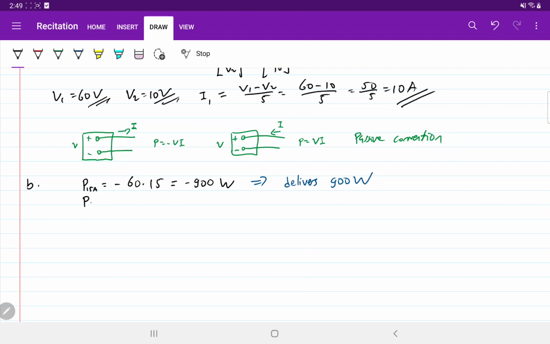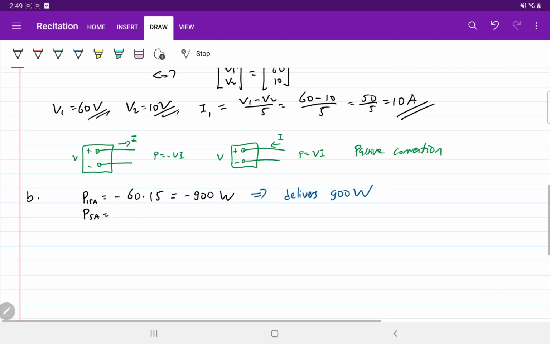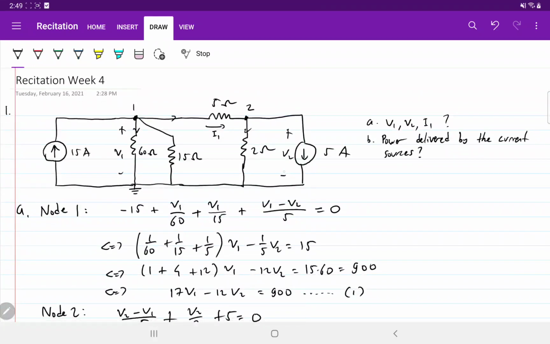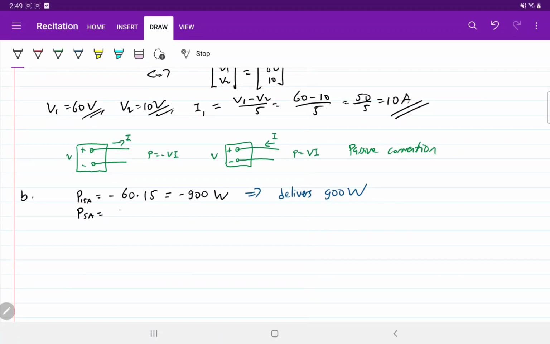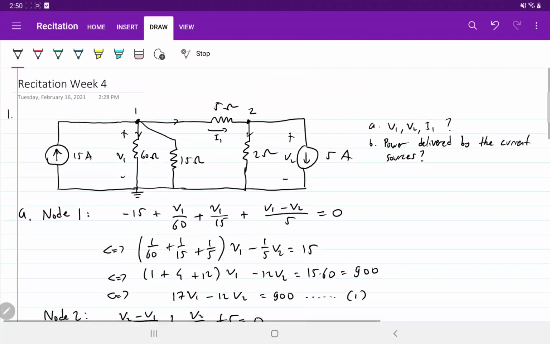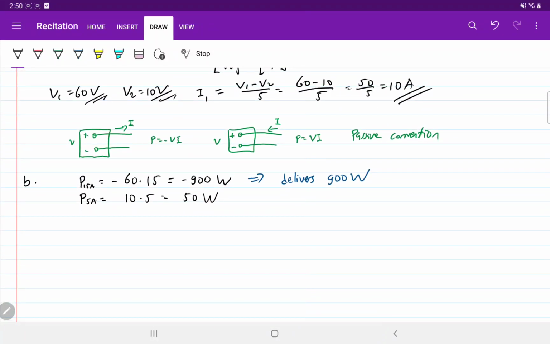How about the power at 5 amp? So look at the voltage sign, plus minus, and the current is going in, so we have this, right? So P is VI, so what is V10 times 5, 50 watts. So actually this current source is consuming 50 watts, thereby it delivers minus 50 watts.